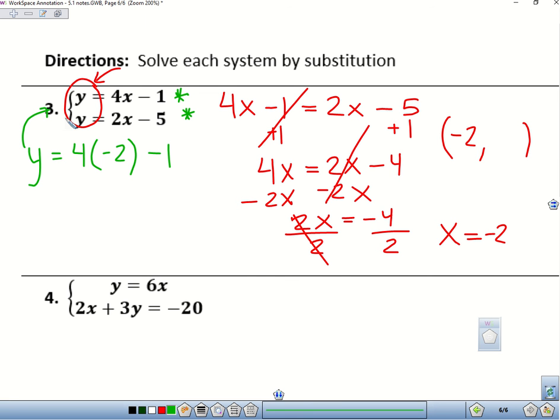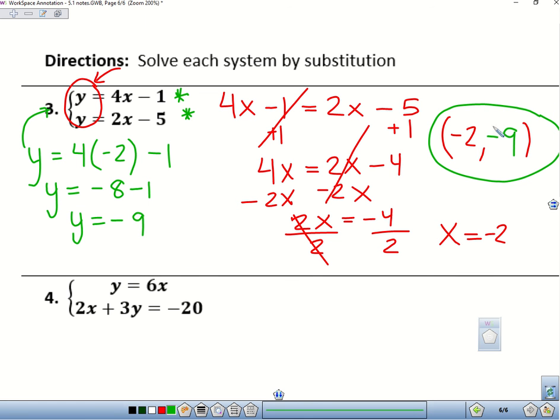So then from here, we're just going to solve for y. So what's 4 times negative 2? Negative 8. Good. And what's negative 8 minus 1? Negative 9. So my answer here is negative 2 comma negative 9. And you could check your work by plugging that back into both equations and ensuring that they equal each other, okay? So that's how you do that.